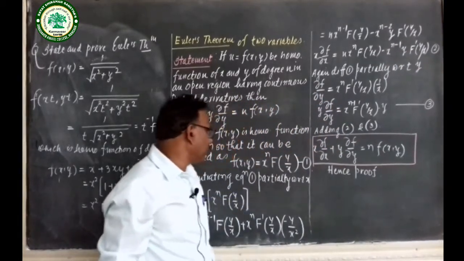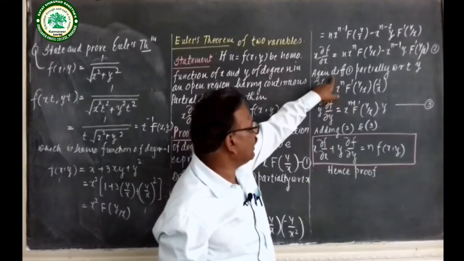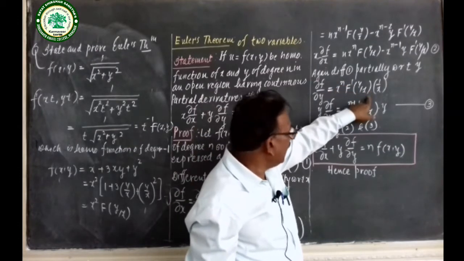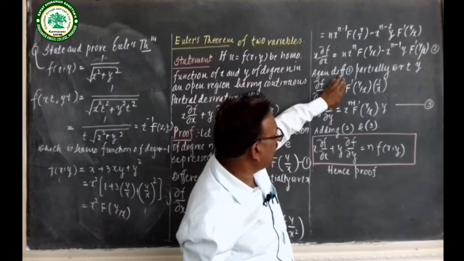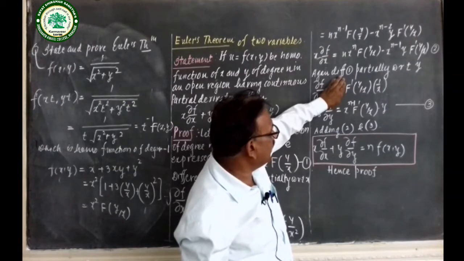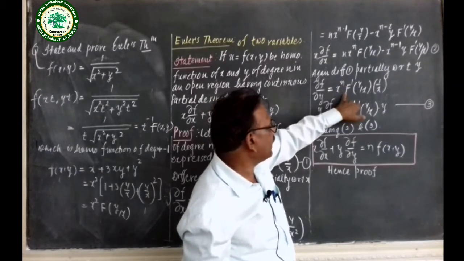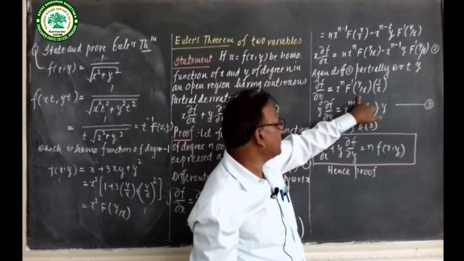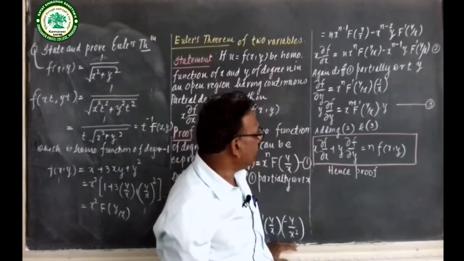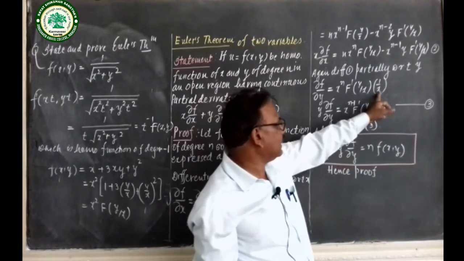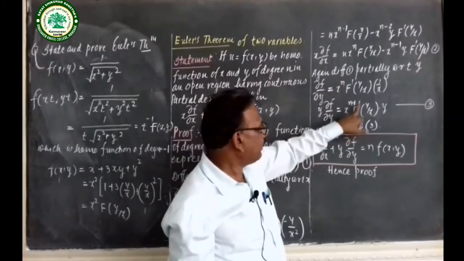Again you have to partially differentiate equation 1 with respect to y. Del f by del y is equal to x raised to n F dash of y by x into derivative. Here x raised to n is treated as constant because we are taking the partial derivative of equation 1 with respect to y. Therefore ignore this x raised to n, take the partial derivative of F, that is F dash of y by x, and the derivative of the bracketed quantity with respect to y, that is 1 by x. Derivative of y is 1. Therefore on simplification, cancelling this x with x, it will be x raised to n minus 1 F dash of y by x.